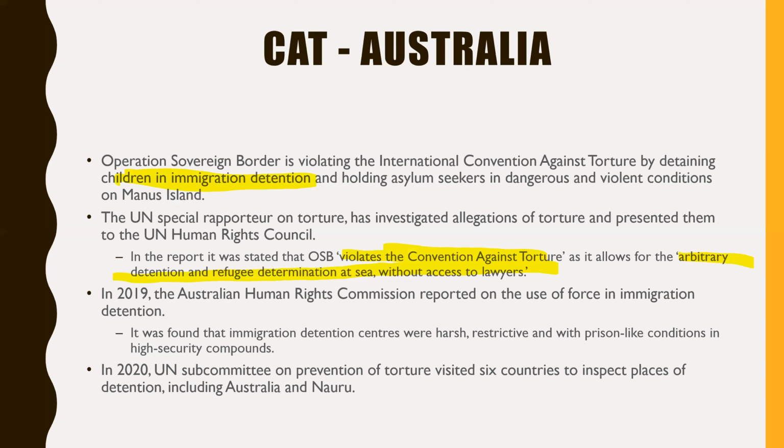In 2019, the Human Rights Commission reported on the use of force in immigration detention, and it said that these conditions were harsh, restrictive, and prison-like with high security compounds. Also, the fact that we transfer people between places does compound people's anxiety and insecurity and therefore is torturing them. The Subcommittee on the Prevention of Torture also visited six countries to inspect places of torture, and Australia and Nauru were looked into. This was something that we looked at last year in year 11, but it could be interesting to look at Don Dale detention centre, because that's also maybe being considered as part of torture, you know, children being held in detention as well.